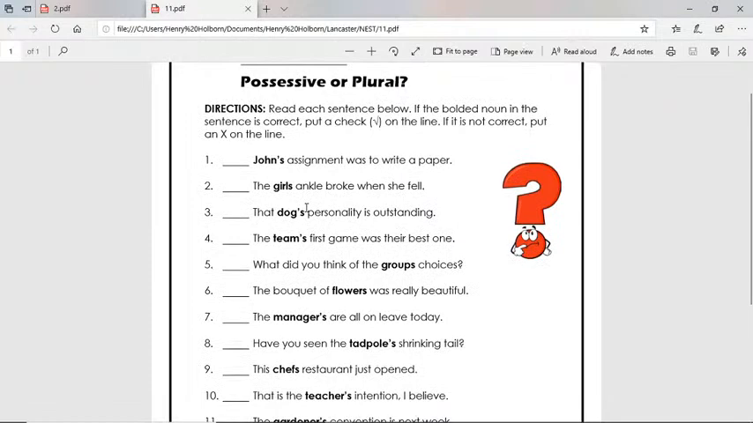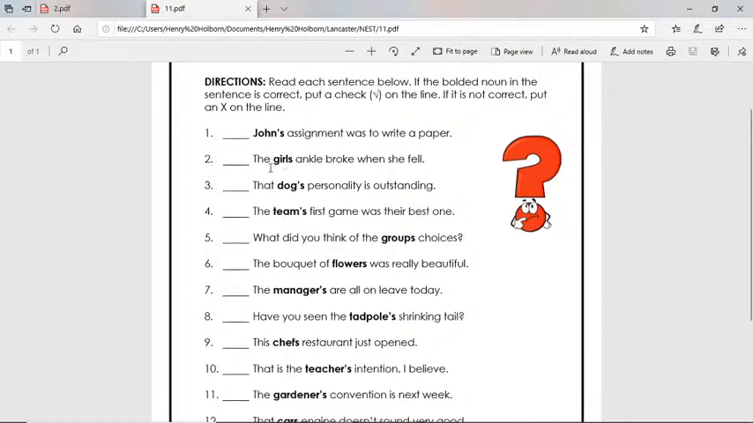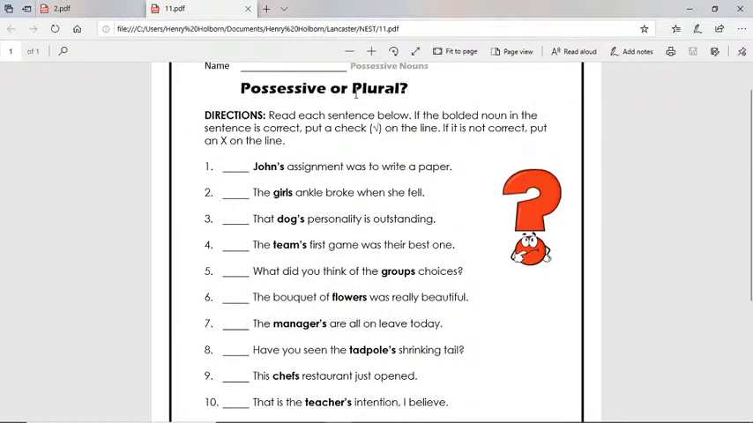So question 1, John's assignment was to write a paper. Is this correct? So the assignment belonged to John, but has this been used correctly? Okay, thinking about that. Question 2. The girl's ankle broke when she fell. Now thinking about plurals, to make something plural, all we need to do usually is add an S on the end. But to make it possessive we have to change it, so there's a massive clue for that one.